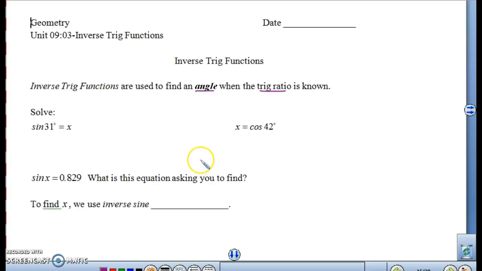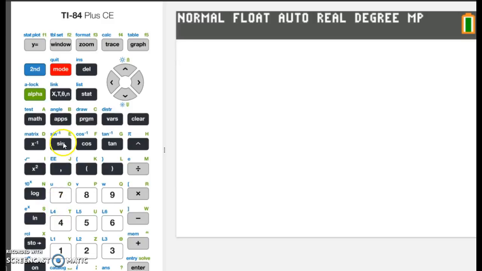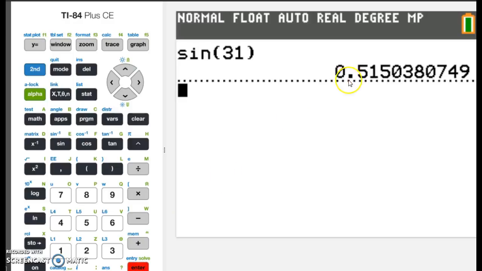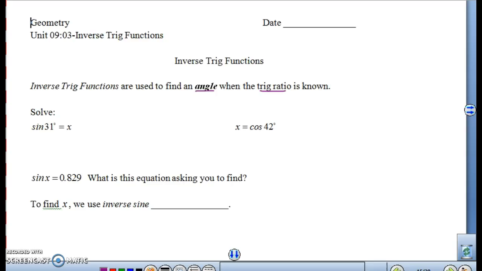So first of all, let's look at what we have here. We have the sine of 31 is equal to x. So what this is asking is, what is the sine value ratio when the angle is 31 degrees? Well, that's pretty easy. We just grab our calculator. Sine of 31. Okay, enter. That's about 0.5150. So x is equal to 0.5150, because when the angle is 31 degrees, the ratio of opposite to hypotenuse is 0.5150.